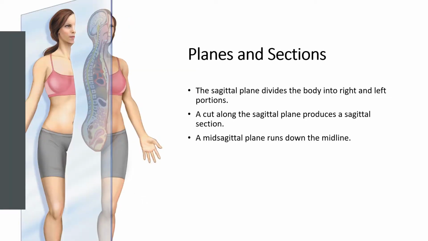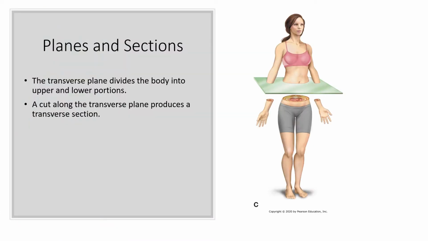The sagittal plane is also a vertical plane, but this one runs from front to back. It's going to slice the body into left and right portions, and a cut from a sagittal plane is going to produce a sagittal section. A line down the center of the body dividing it into equal left and right halves is called a mid-sagittal line. The only horizontal plane is the transverse plane, and it slices the body into upper and lower portions. A cut along the transverse plane produces a transverse section.